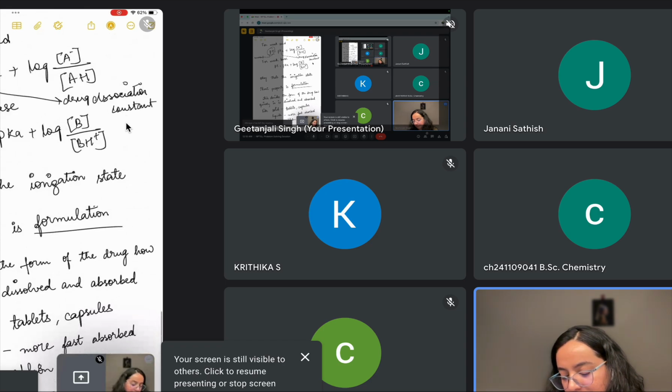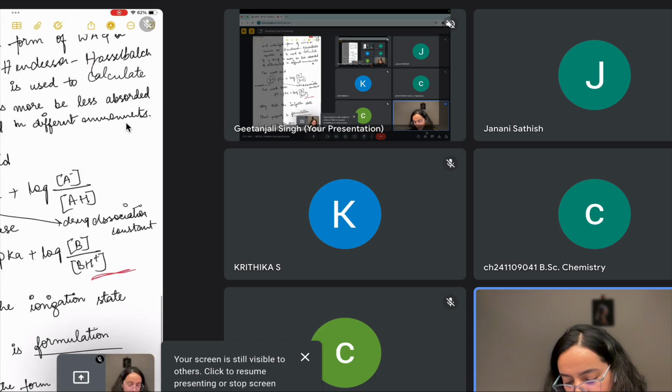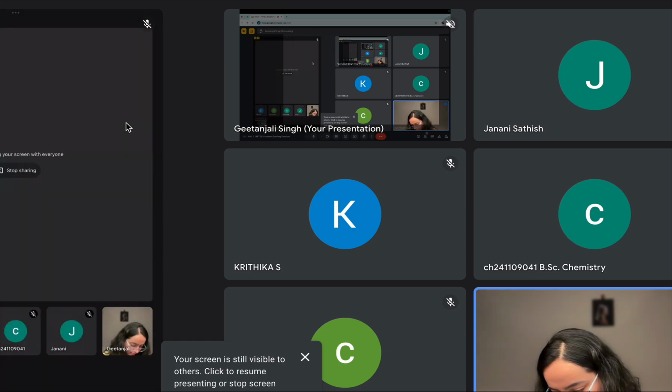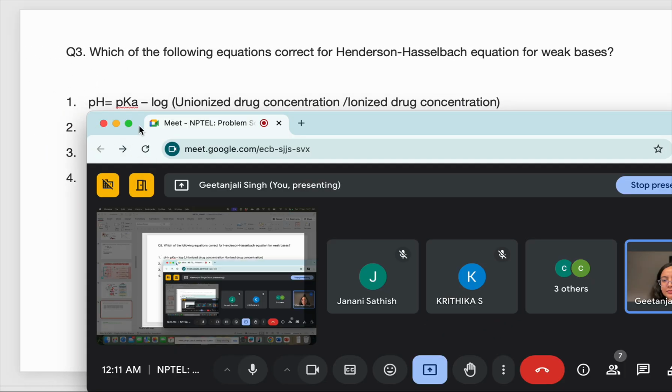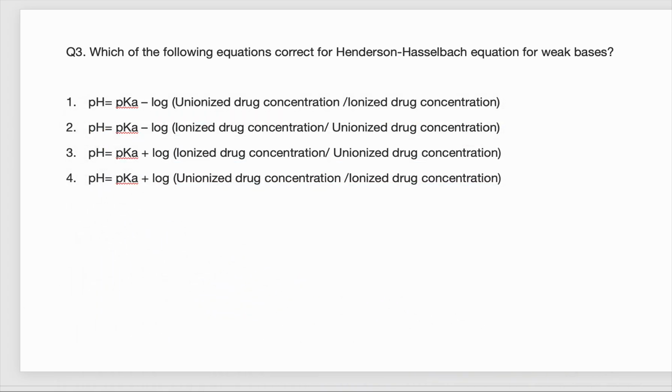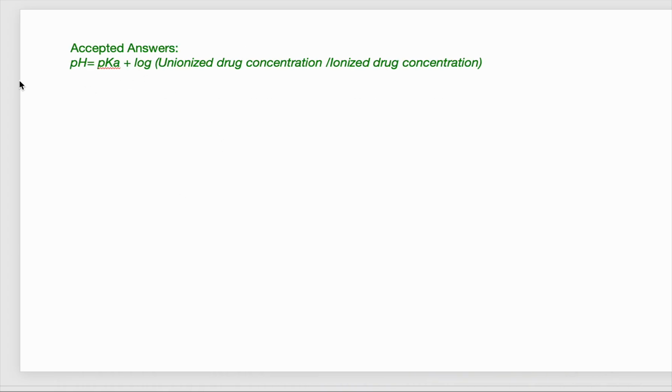So now the pH for weak base is pH equal to pKa plus log of B by BH plus. This is the ionized form. Okay, now I'll stop sharing. So the correct answer is pH equals pKa plus log of unionized drug concentration, that is B, by ionized drug concentration, that would be BH plus.